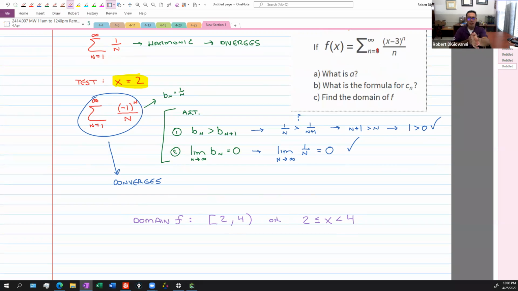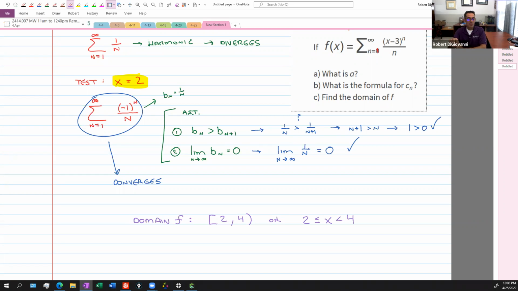If you plug 2 into this power series, it's going to spit out a number. If you plug in anything past 2 all the way up to 4, it's going to spit out numbers. But if you try and plug 4 in, it's not going to work, and so it's not in the domain.